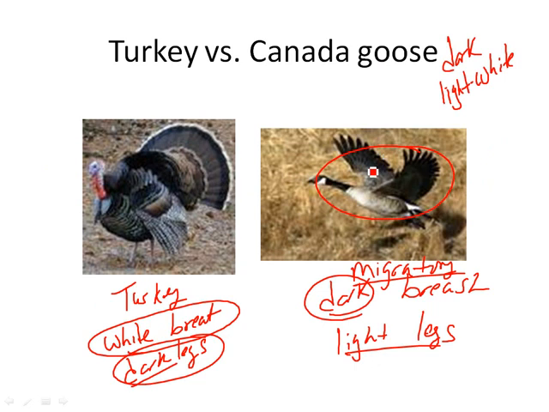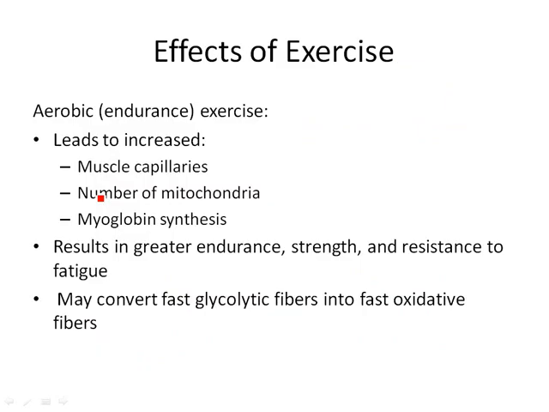Your endurance animals, like the goose or the duck that fly long, long distances, are dark meat in their breast. Your turkey, which doesn't fly very far, it's kind of a short burst of speed to get up to a tree, is going to have white meat in the breast. And maybe that will help you keep the two separate. Helps me anyway. Maybe doesn't help you.